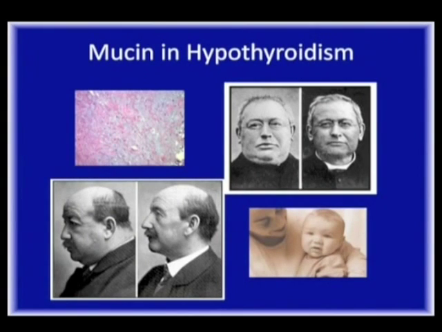In the picture in the upper left, you see mucin in the tissue. Notice how it appears as if there is a clear syrup scattered throughout the cells. The other pictures show before and after treatments of hypothyroidism, and you can see the dramatic change. In the lower right, you see a cute little baby with chubby cheeks who just happens to be hypothyroid.